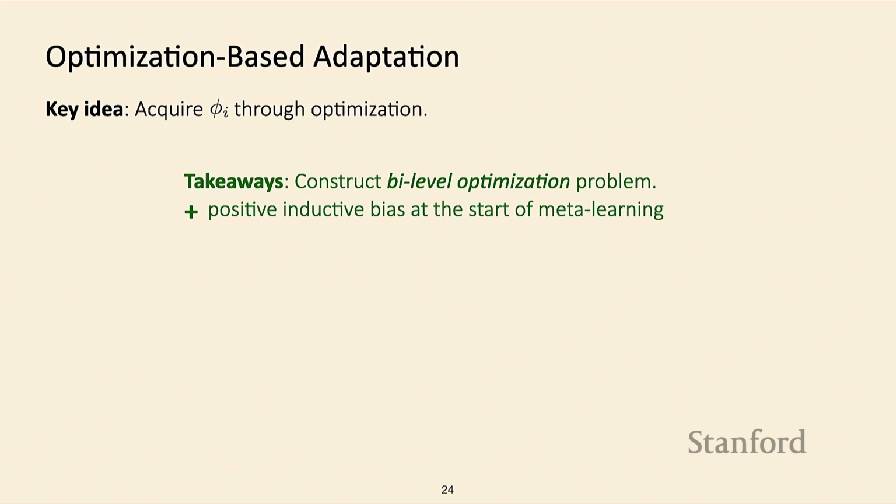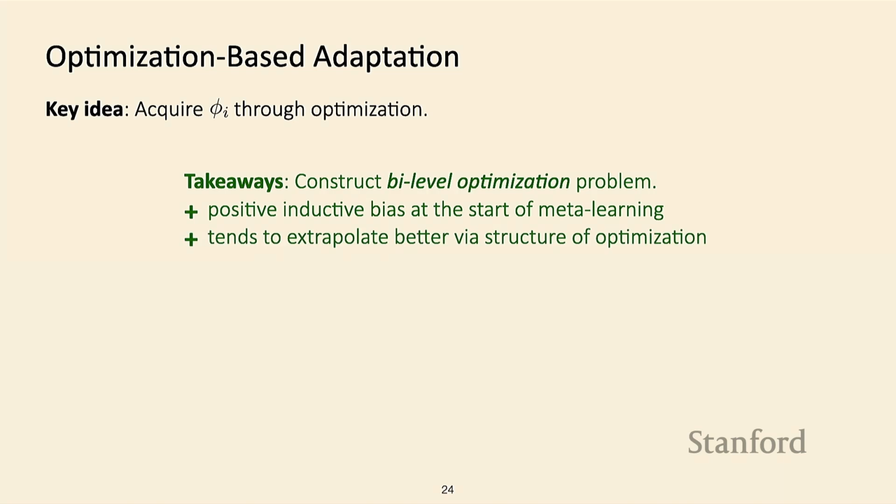In terms of the pros and cons, one thing that's really nice about it is this positive inductive bias at the start of meta-learning. What I mean by that is that before you do any meta-learning, you're already running gradient descent on your training data set in the inner loop. That means you already have a pretty good starting point for learning from data. In contrast, black box approaches start with a randomly initialized recurrent neural network. When you pass a data set into that network, it doesn't have any inductive bias that will do anything remotely like learning at the start of initialization.